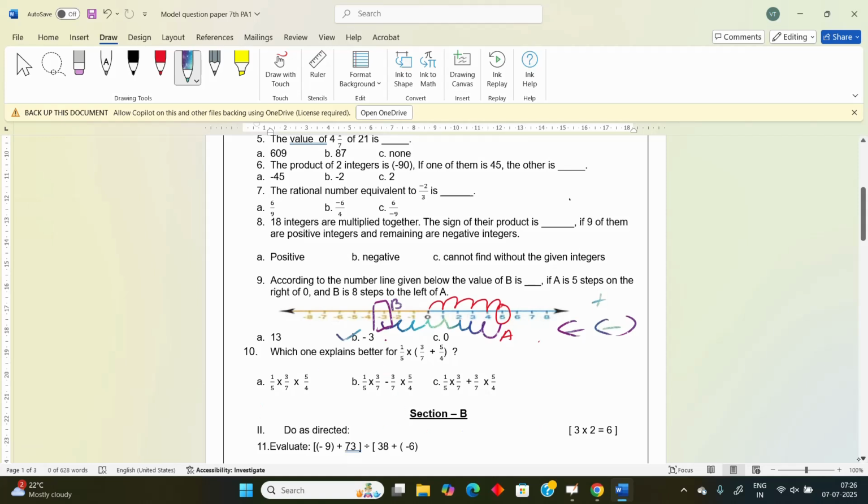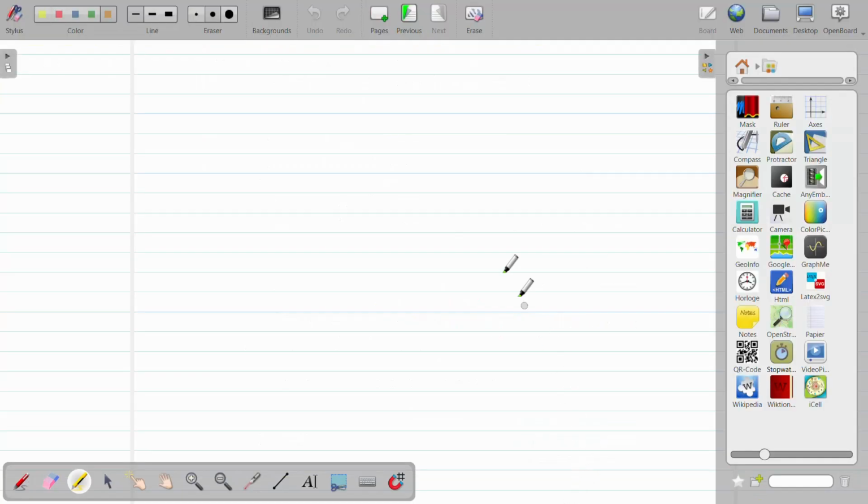Sir, which one explains this better? So many of you have not got it. It is really based on the distributive property of multiplication over addition. Please, again, I am requesting everyone, learn all the properties. And this is going to repeat till grade 10.